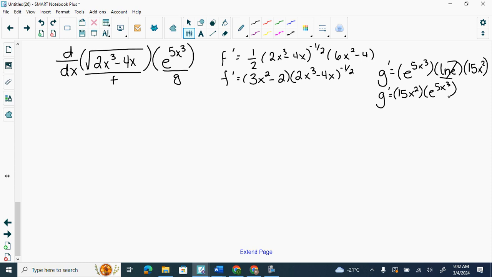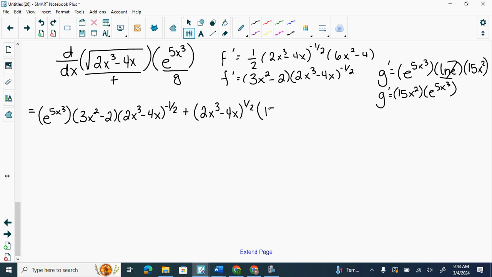So this equals g, which is e to the 5x cubed, times f prime, which is 3x squared minus 2, times (2x cubed minus 4x) to the negative 1/2, plus f, which is (2x cubed minus 4x) to the 1/2, times 15x squared e to the 5x cubed. So term 1, term 2.